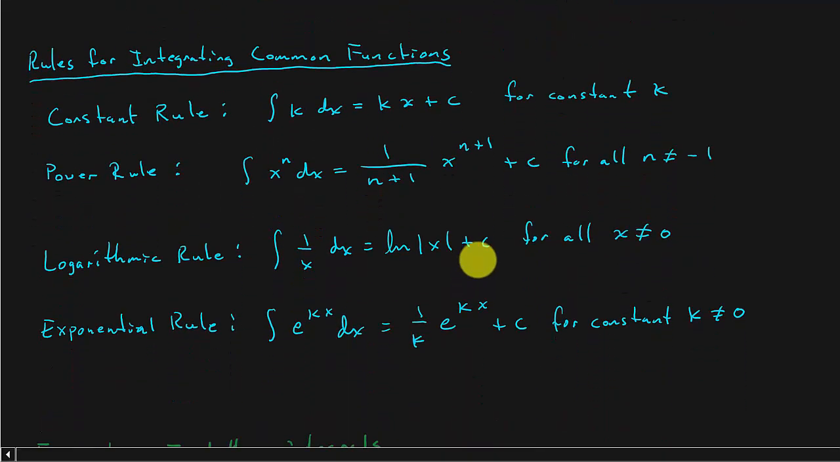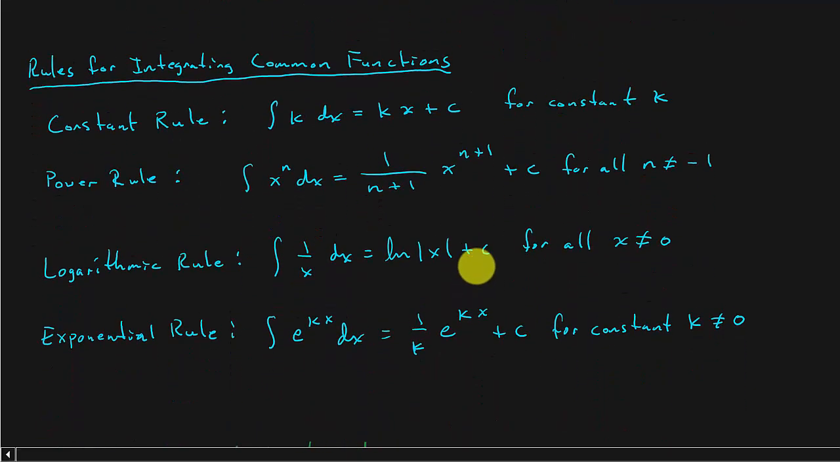All right, so now we've got rules for integrating common functions. If we have the integral of k, where k is a constant, just some number, and we integrate it with respect to x, then it's just that number times x plus c.